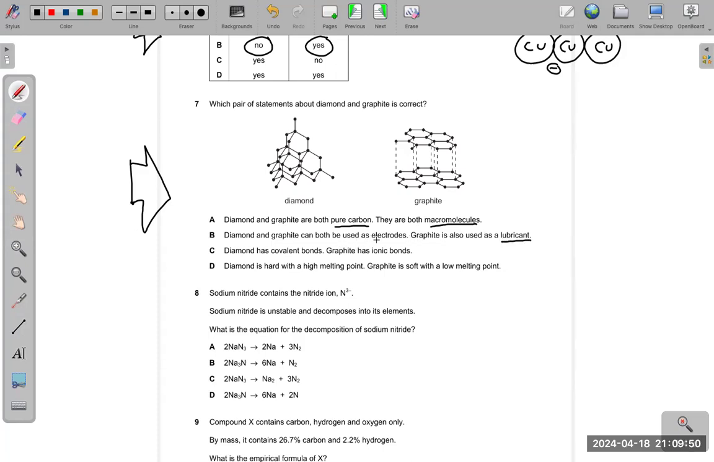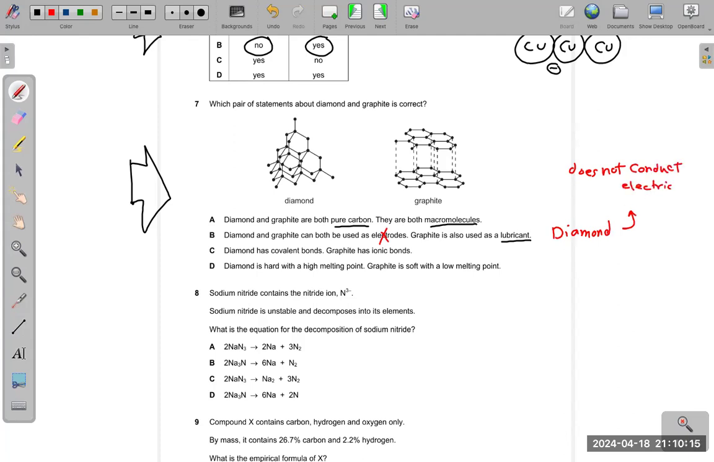But can diamond be used as electrode in electrolysis? Can we use diamond as electrode? Does diamond conduct electricity? No. It does not conduct electricity. So you cannot use it as an electrode because it does not conduct electricity. So it can never be used in the electrolysis.